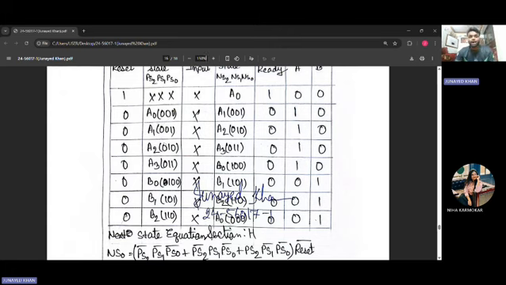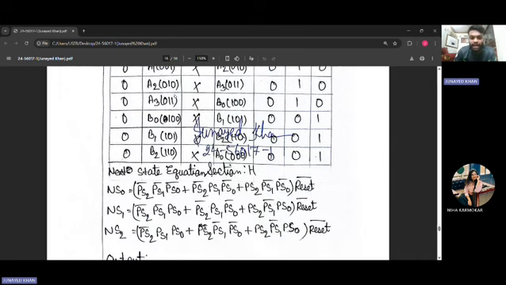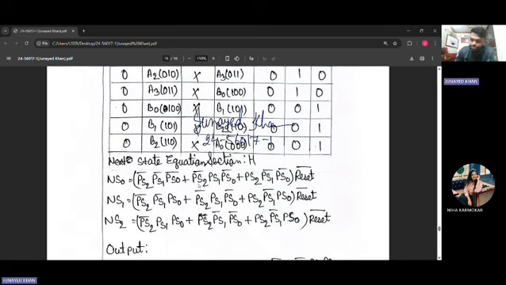Then we go to the present state. For this present state, what are we seeing? We are seeing 010. The 0 means ps2 bar, the 1 means ps1, and the next, ps0, is 0, which means ps0 bar. So we can say ps2 bar, ps1, and ps0 bar. And we have multiplied by reset bar.